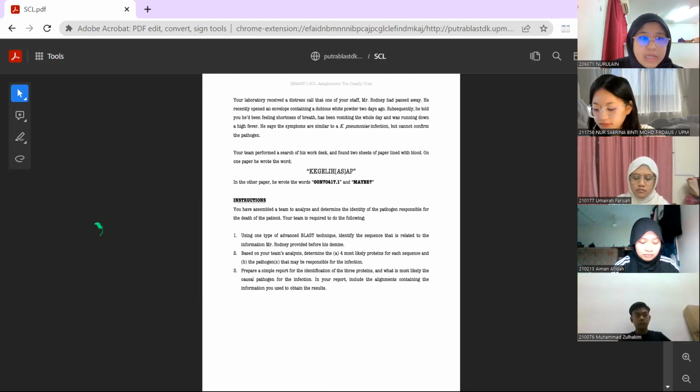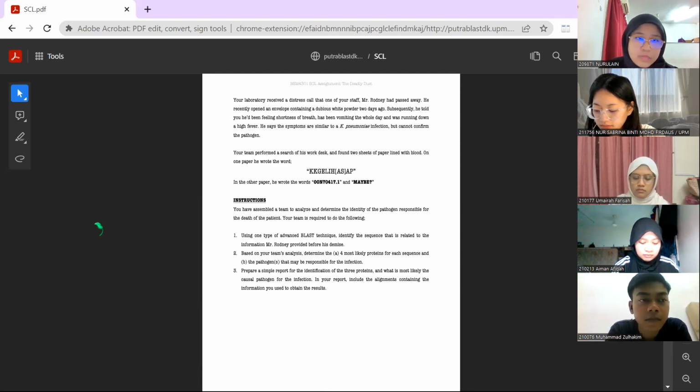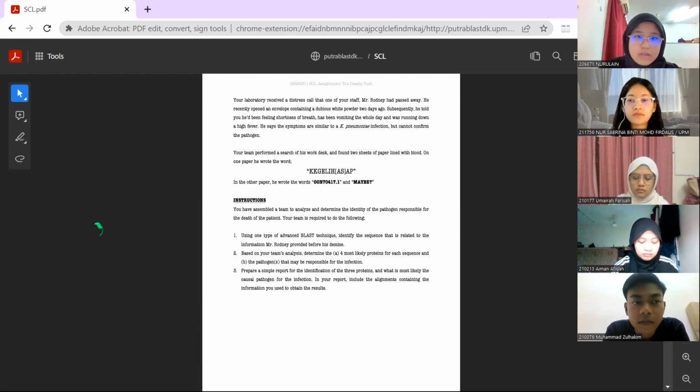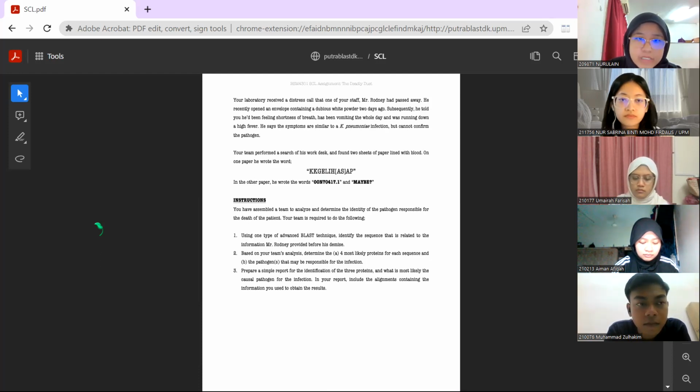This bacterium typically colonizes human mucosal surfaces in the oropharynx and gastrointestinal tract. An infected individual may experience symptoms such as cough, fever, pleuritic chest pain, and shortness of breath. However, Mr. Rodney also exhibits vomiting, which is not a symptom typically associated with pneumonia infection.